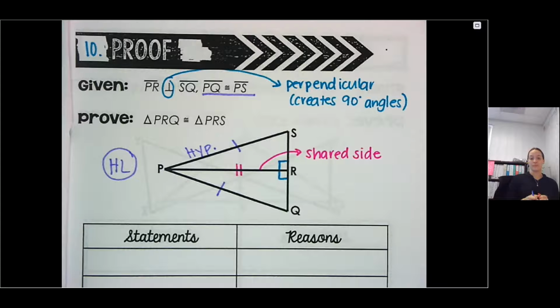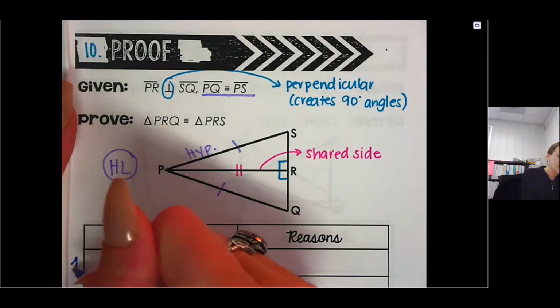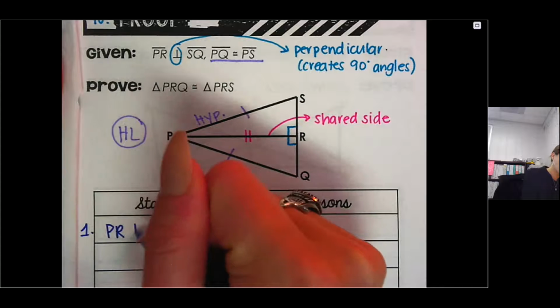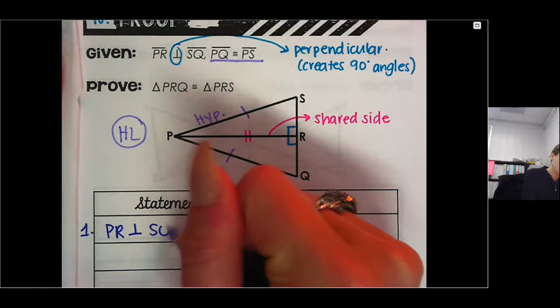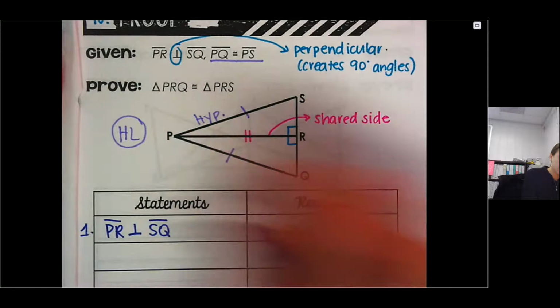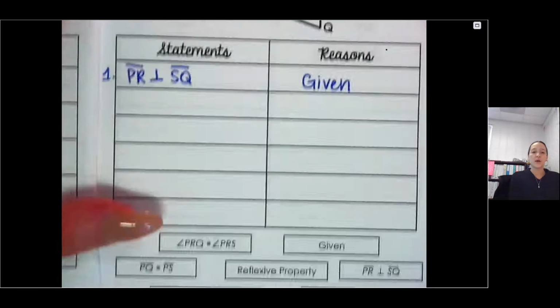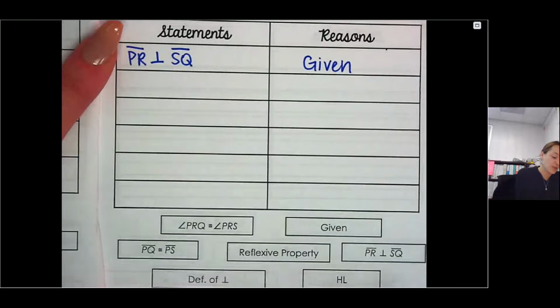Kiki? And what would be your reason? It's given. Great. So you always start with a piece of given information. PR is perpendicular to SQ, and that's given. So come to the bottom, and you can mark those off at the bottom. So once you use it, you don't need to use it again. Given.